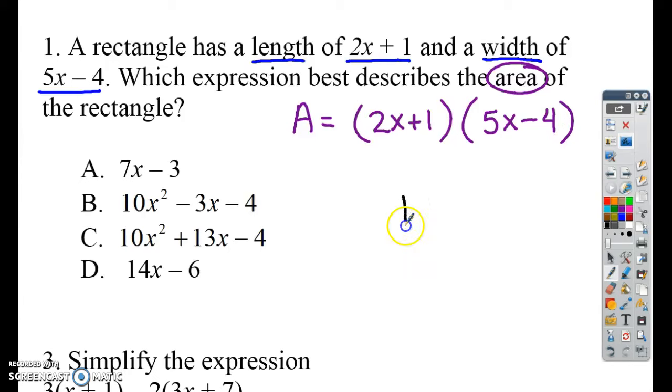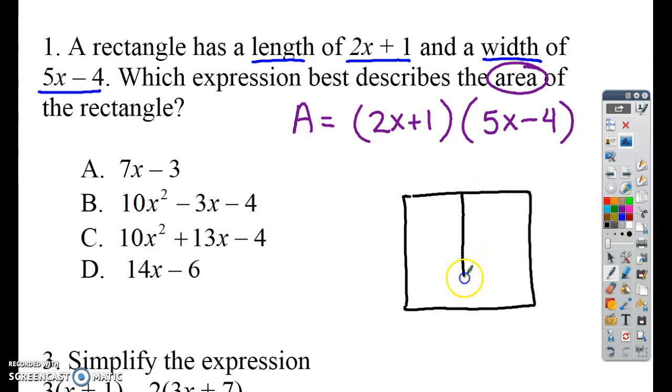You would draw the box. It's a 2 by 2. And you would put the length on one side, 2x plus 1. And you would put the width on the other side, 5x minus 4. And you would start multiplying them in. Multiply in. And look at the answer choices.